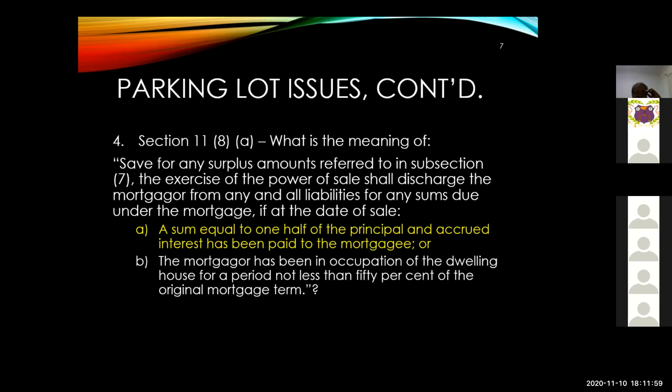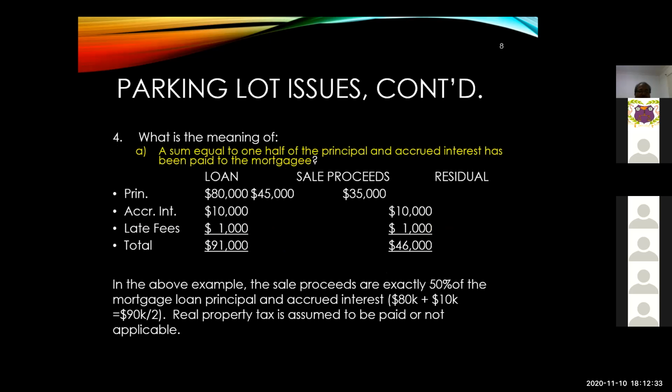The exercise of the power of sale shall discharge the mortgagor from any and all liabilities for any sums due under the mortgage if at the date of sale, and this is where the question arose from subsection A, a sum equal to 1/2 of the principal and accrued interest has been paid to the mortgagee. And so the explanation to that is a sum equal to 1/2 of the principal and accrued interest has been paid to the mortgagee. Let me just give you an example.